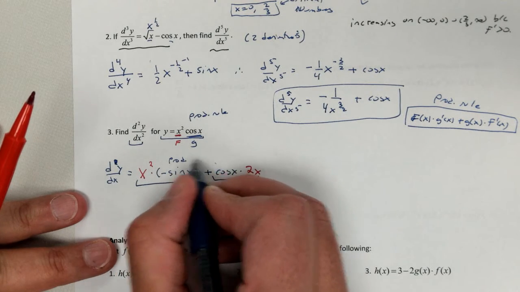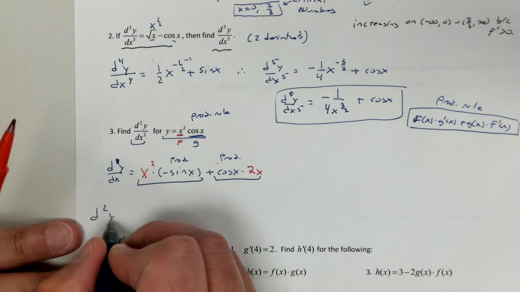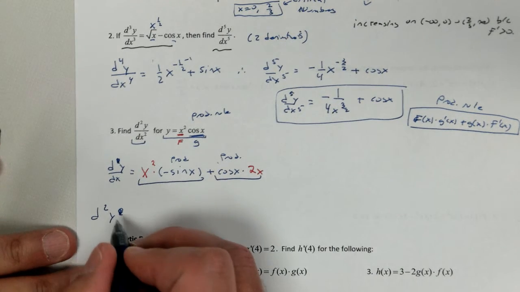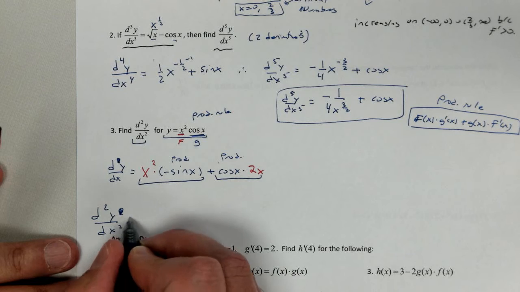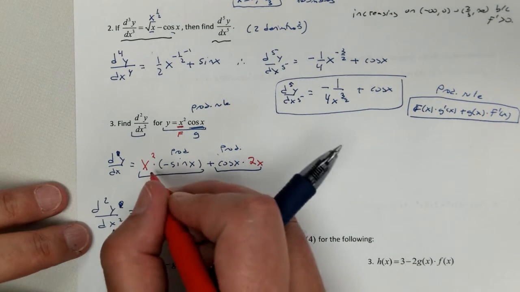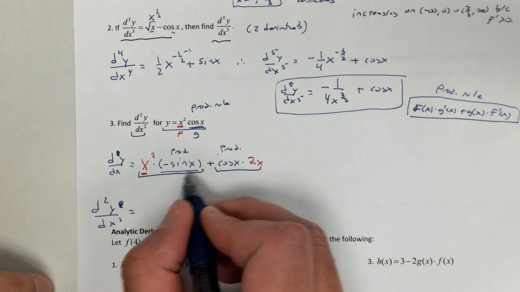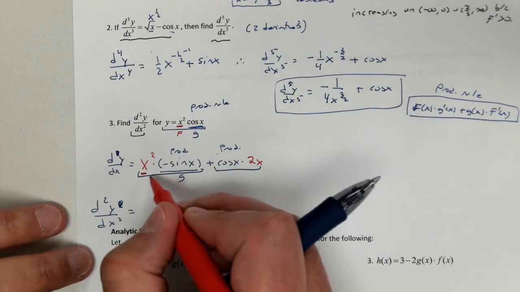So now we have to do the product rule not once, but twice to get our second derivative. This isn't going to be pretty, but we're going to get an answer. So let's look at the first one. If this is f, and this is g, there's f and there's g.